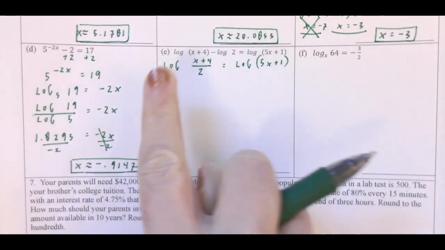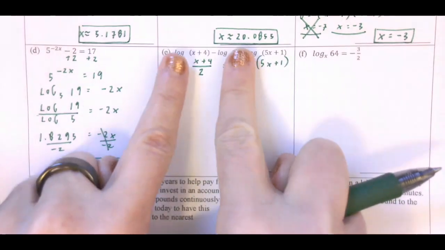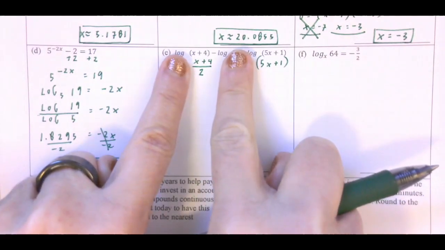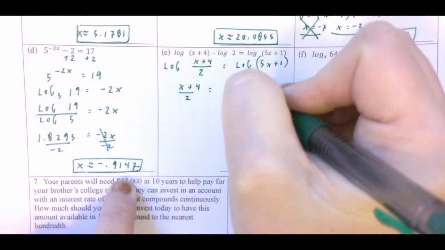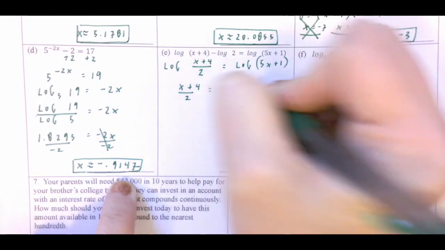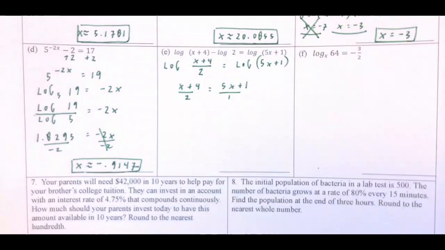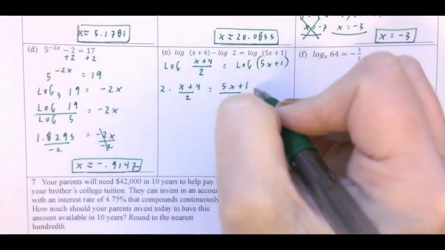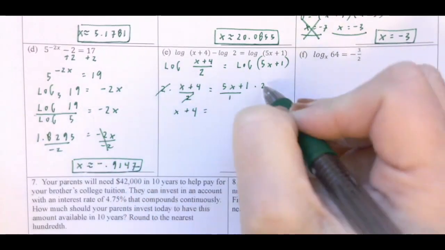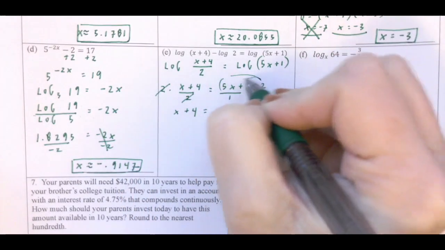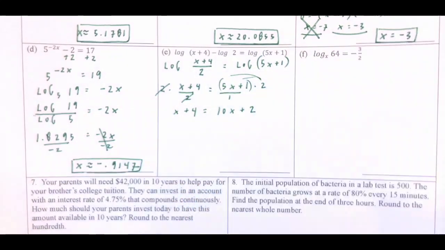So now, since I have a log on each side of my equation, that means that their arguments have to be the same as well. So my equation becomes (x plus 4) over 2 equals 5x plus 1. Right? I'm solving for x, so I'd probably just clear my fraction. This is like it's over 1. So multiply each side by 2. So x plus 4 equals 2 has to multiply over that 5x plus 1. So 10x plus 2. Okay.